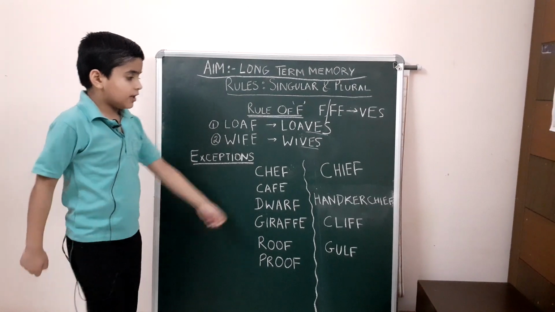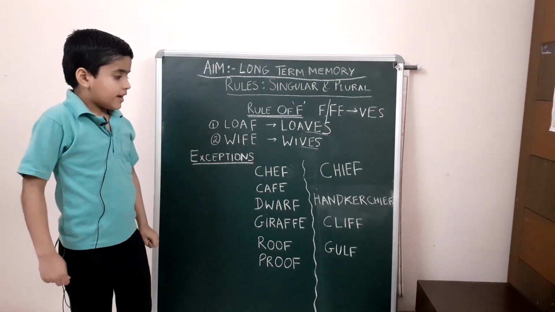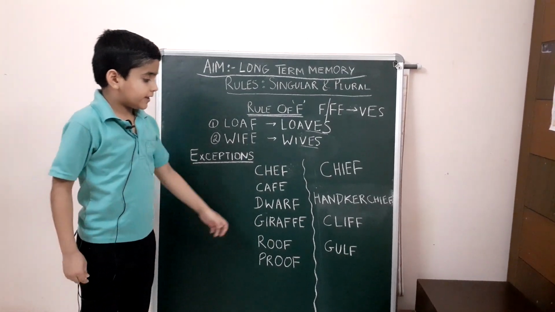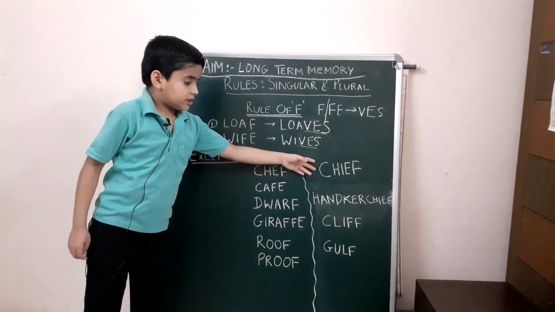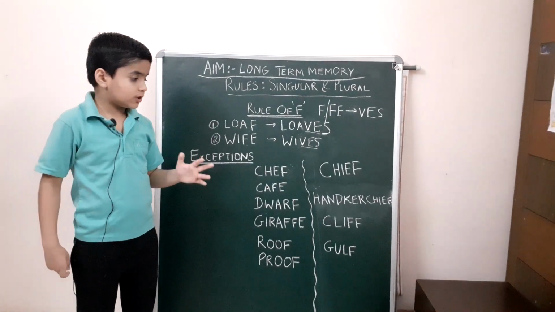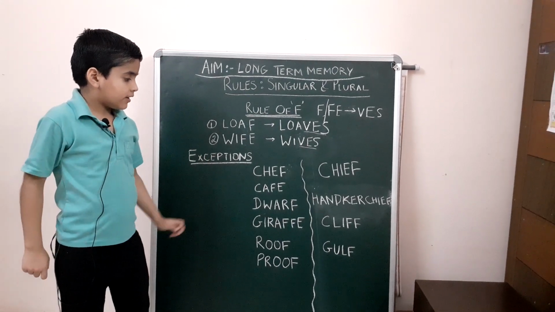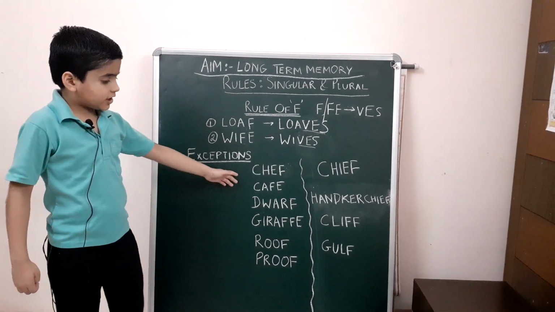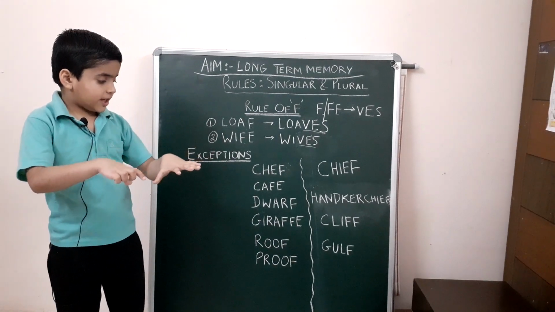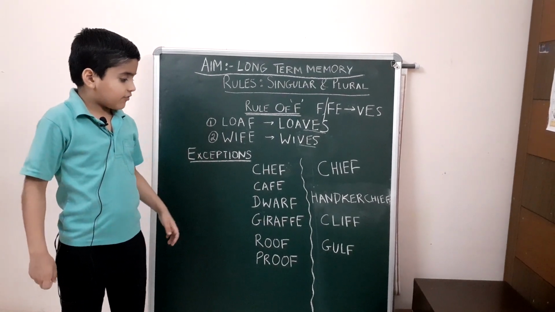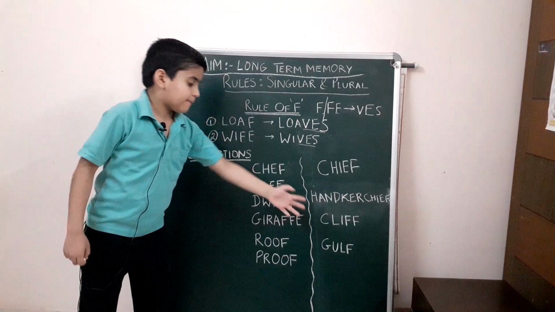One day he went to the chief and gave him food to eat. The chief did not like the food and threw the food in a handkerchief. He also threw the chef from the cliff and the chef fell into the gulf.